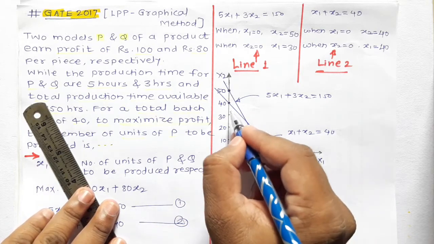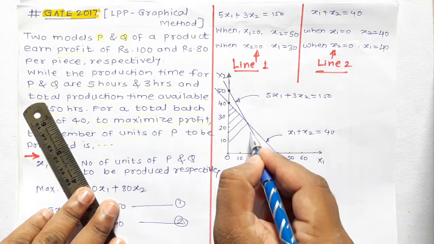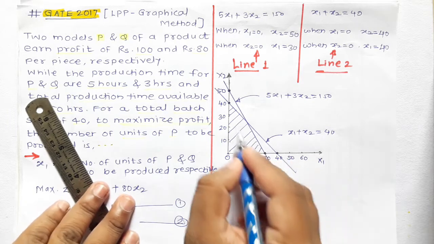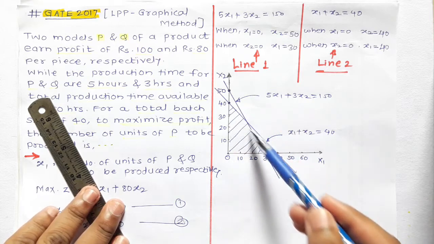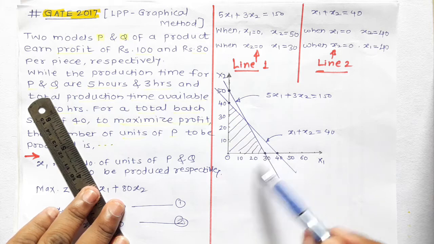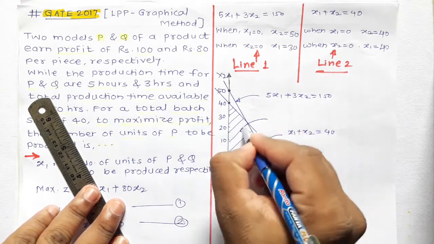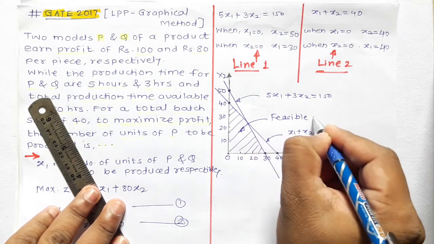So if you observe the common region, which is this region, common to both the lines, that means we have to consider the region below this second line and the region below this first line, and this is the common region. This is the feasible region, which gives us the feasible solution.